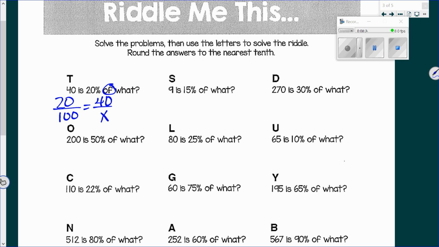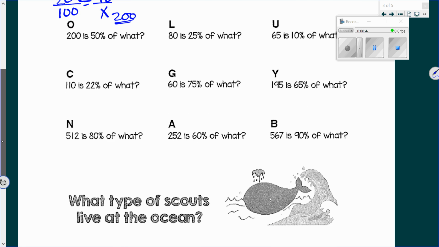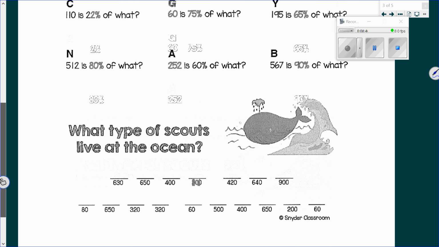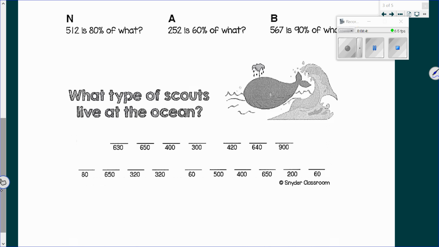Is it easy to go 20 to 40? Yes. So let's do it. What do I do? Times 2. So I do 100 times 2 and I get 200. So again, don't go away from the easy way if you can do it. You don't have to cross multiply. If you see an easy way to do it, guys, no need to do extra work on this. So for the 200, I put T's. So I go through on 200s. There's a T right there. Make sense?